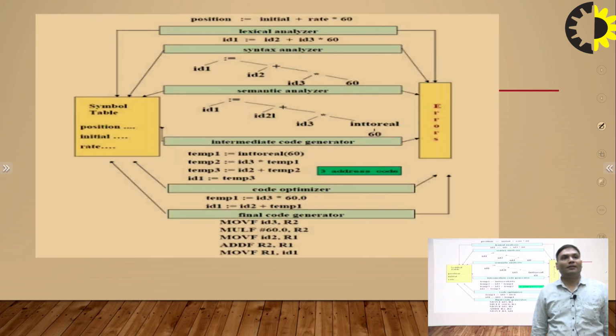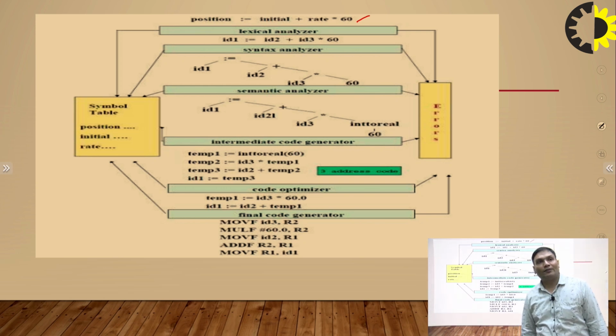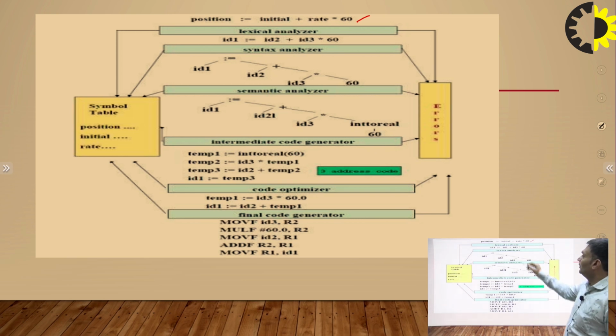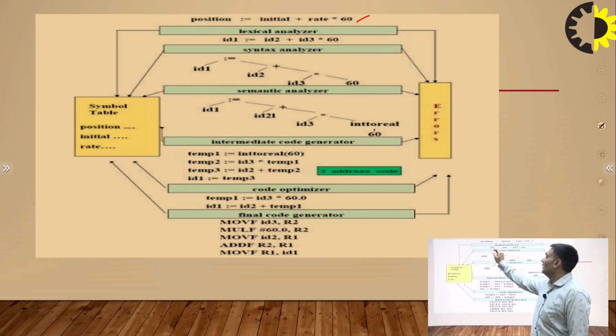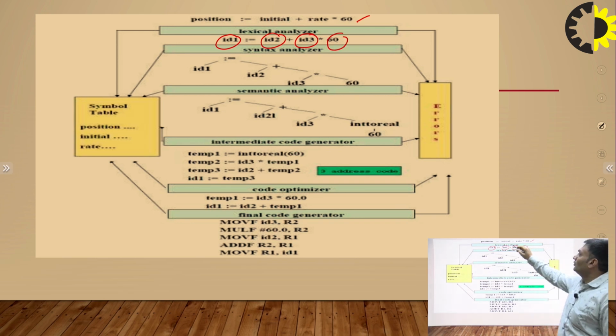Now we can see this diagram with an example. Here is the instruction that is given as an input to the lexical analysis. Then the lexical analysis divides this single instruction into tokens: this is one identifier, this is another identifier, this is another identifier, this is another. So this single statement is divided into a set of tokens.